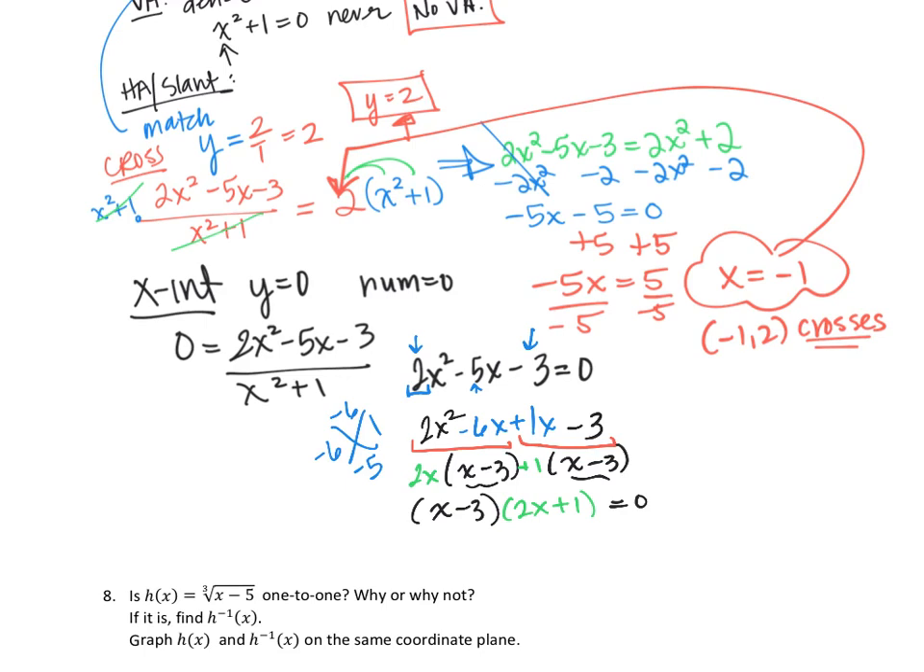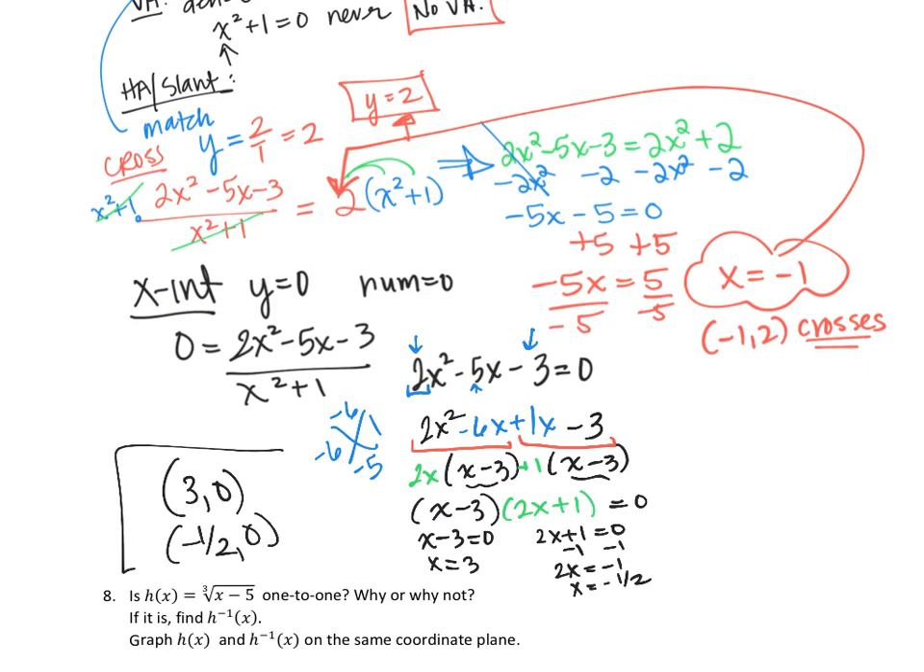So with that product equal to 0, we know that x minus 3 is 0, which means x equals 3, or 2x plus 1 equals 0, which is x will be negative 1/2. So those are my x-intercepts. I'm going to write them 3, 0, and negative 1/2, 0.